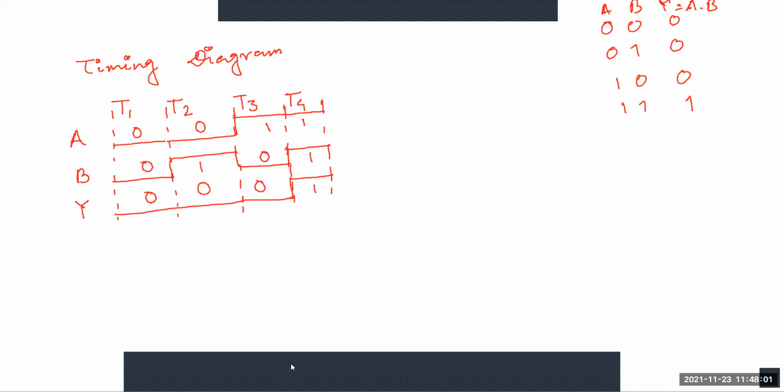So next gate, the AND gate is over, and one thing I think in your lab session I will.